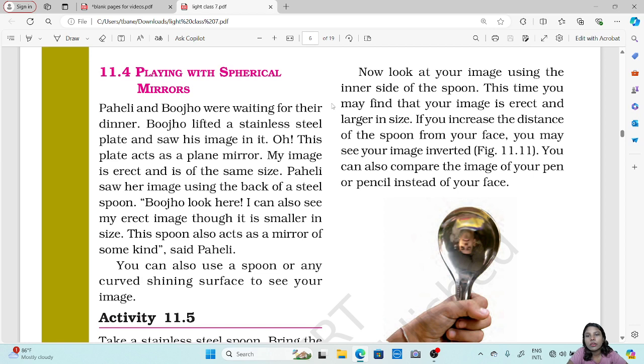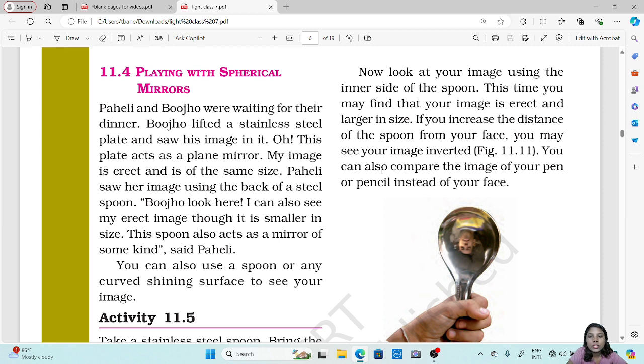Paheli and Bojo were waiting for their dinner. Bojo lifted a stainless steel plate and saw his image in it. Oh, this plate acts as a plane mirror. Why is it so? Because any shiny surface can be used as a mirror. It can reflect light. My image is erect and is of the same size. So therefore it is an erect image.